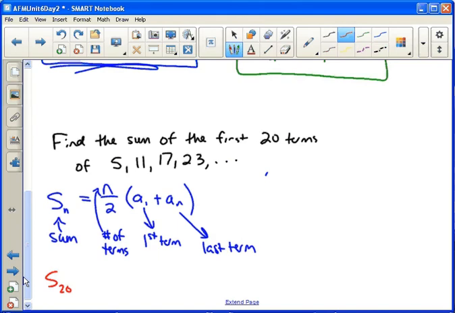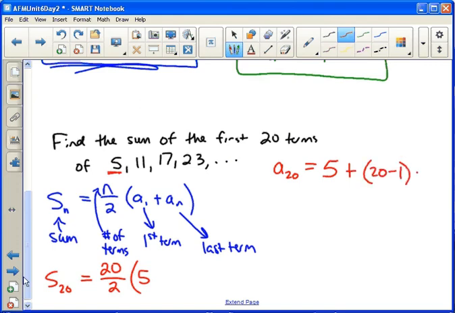And then a1 is my first term. Well, you just look up here. That's 5. Now an is my last term. Now that's what I don't like about this equation. You actually have to go back and figure out what your last term is. Okay, well, we can use the explicit formula for that. We're looking for the 20th term. That would be the last term. To do that, we do a1, or the first term, plus n, which is 20, minus 1, times our common difference, which would be 6. We're adding 6 each time.